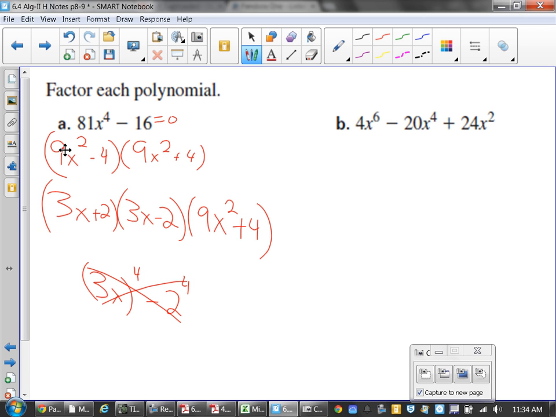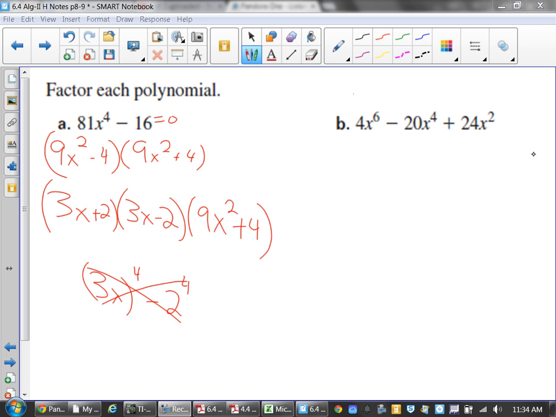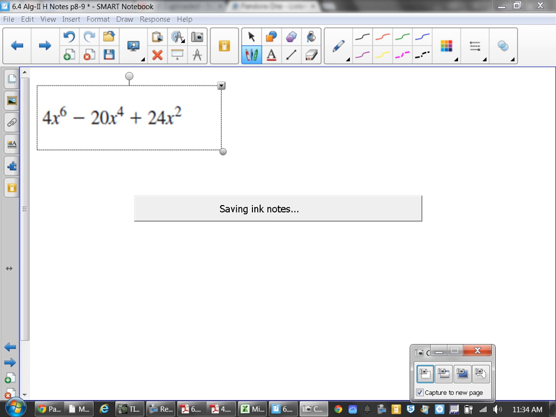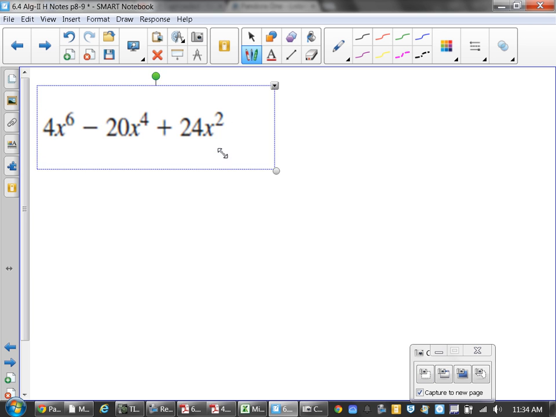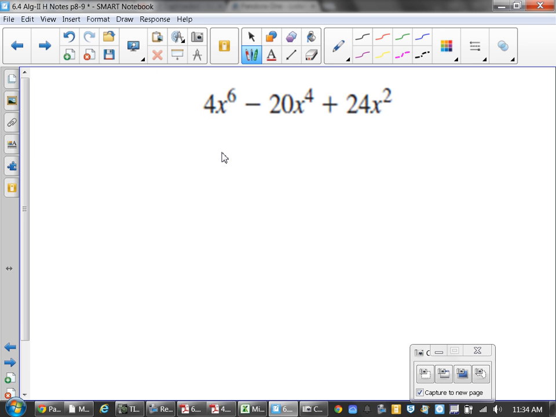Now the other one takes a little bit of getting used to seeing. Does everybody agree that you have to do the GCF first? Yes. So we're taking care of the GCF, 4x squared. Now, if I take out the 4x squared, I'm left with x to the 4th minus 5x squared plus 6. Now, does that 4x squared go away, or does it have to stay? It has to stay, because it doesn't equal 0.